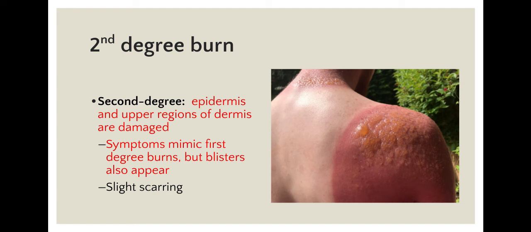A second degree burn is a little bit more serious. You've got the epidermis and the upper regions of the dermis being damaged. At first, you'll see the same effects of a first degree burn. It'll feel red, might feel hot, painful, some swelling. But then you will see that there are blisters filled with fluid that appear as well. And you can get some scarring from a second degree burn. Treatment for this is still pretty much the same though. A cool compress, some aloe. Do not puncture the blisters. Let them do their immune response and then recede on their own. More serious, but this is still a sunburn that this person has in this picture.